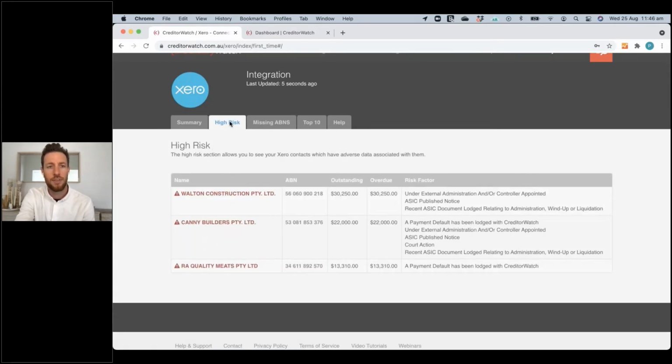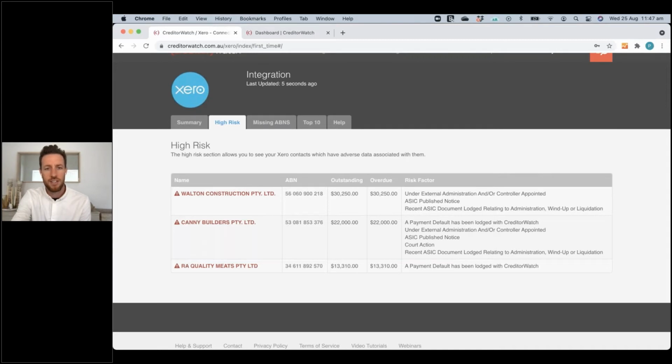So the first one we want to have a look at is high risk. The high risk section is basically flagging any customer that you're dealing with that has adverse, negative data that says there's a high chance they won't or can't pay their bills. So you either shouldn't be dealing with them, or you need to be collecting anything from them as soon as possible. We can see we've got 3 here: Walton Construction, Canny Builders, RA Quality Meats.